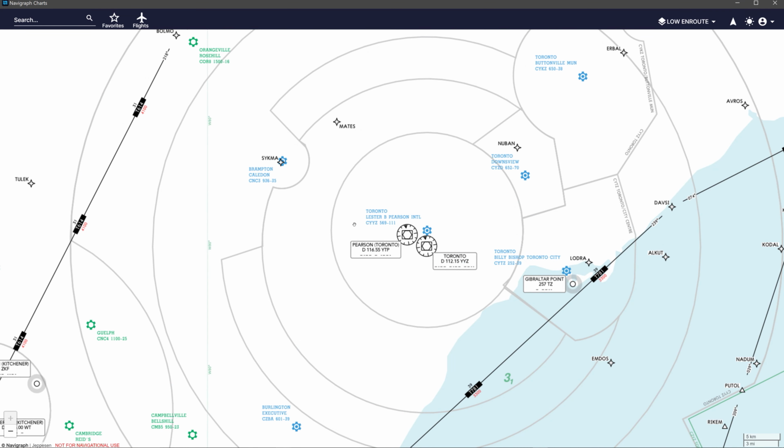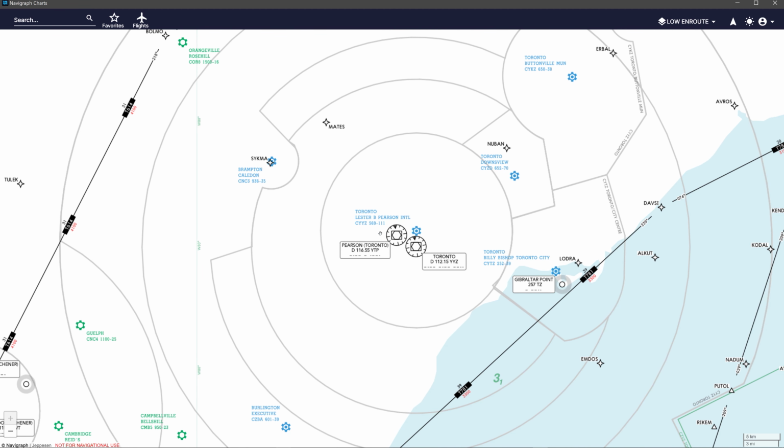Airport information on the map, as you see here, reads Toronto, Lester B. Pearson International, CYYZ, 569-111. This information is as follows. Toronto is the airport location name. Lester B. Pearson International, which is sometimes similar to the airport location name, is the actual airport name. CYYZ is the ICAO identifier. 569 gives you the airport's elevation, in this case 569 feet. And 111 is the longest runway available at this airport, which is designated by 11,100 feet.